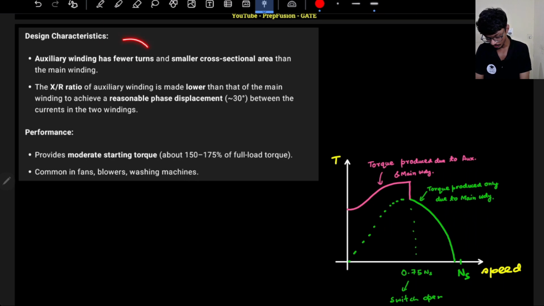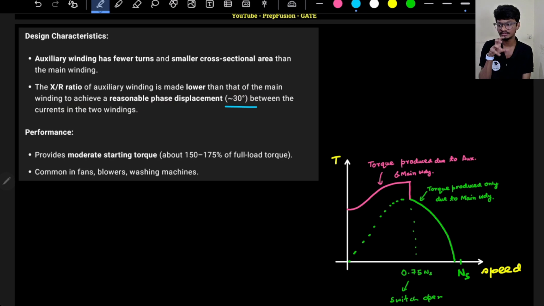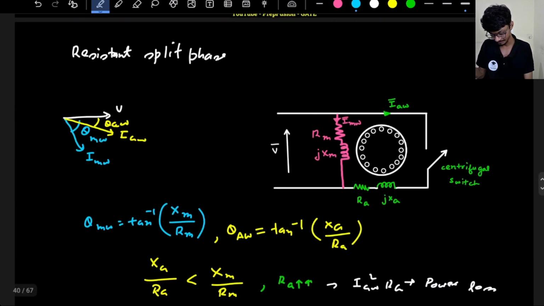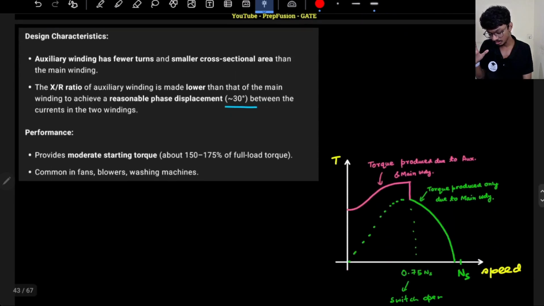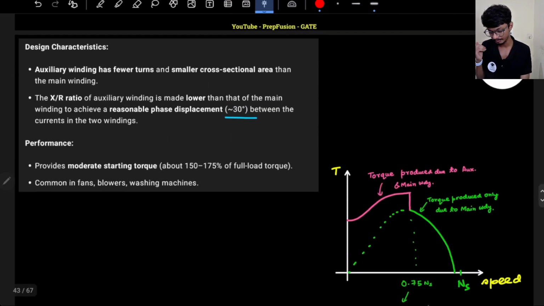The auxiliary winding will have fewer turns and smaller cross section area. The reason I have already explained. So X by R of the auxiliary winding is made lower than that of the main winding to achieve reasonable phase displacement. I cannot obviously achieve very high phase displacement here because both of them are still lagging, because there is reactance. I am only changing the resistance, right? So both of them are still lagging. The ballpark phase difference that I am able to achieve is 30 degrees.